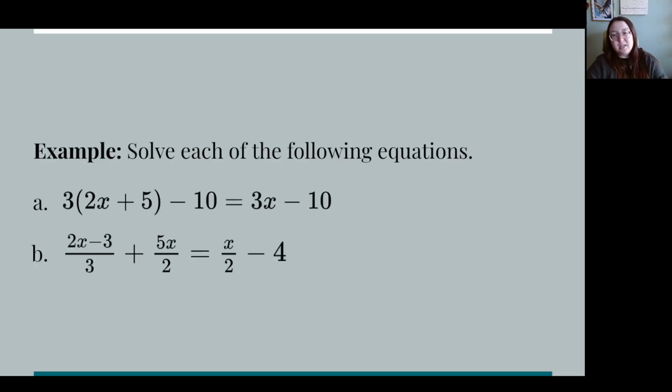A, we have 3 times (2x + 5) - 10 = 3x - 10. Then B, we have (2x - 3)/3 + 5x/2 = x/2 - 4. So we're going to solve each of the following equations, which we're going to do in our notes.